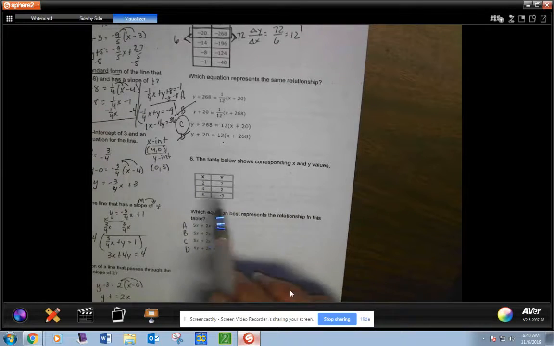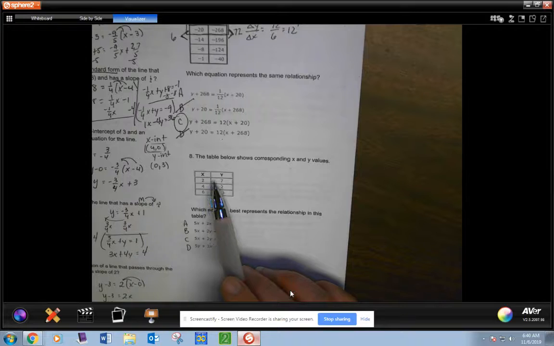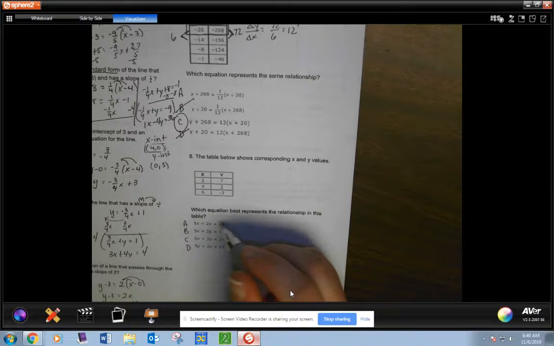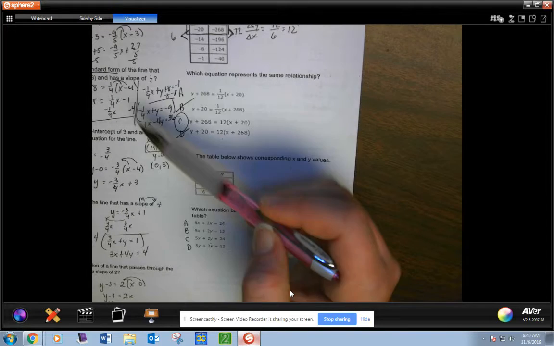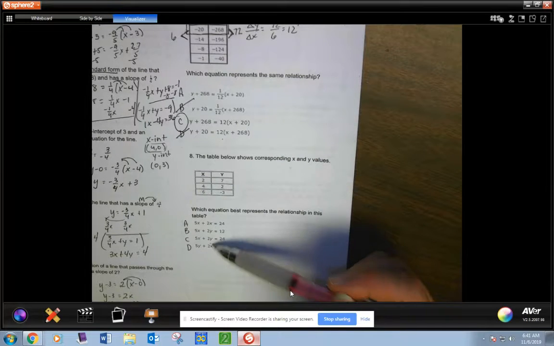Okay, the table below shows corresponding x and y values. Which equation best represents this table? So the first thing you're going to have to do is to come up with an equation. To do that, you're going to have to pick a point from the table and do point slope formula, but that means we need the slope also. And since the answers are in standard form, you can do it once and convert it back to standard form, or if you don't like the way that I've been doing these and converting them back to standard form, you can always solve these for y equals, but I'm going to try to do the least amount of work.